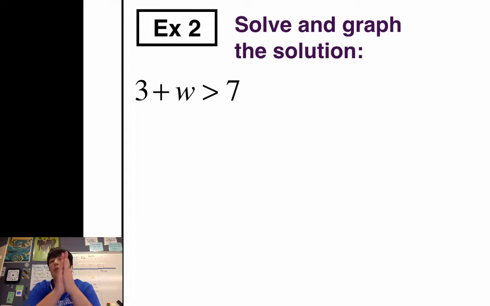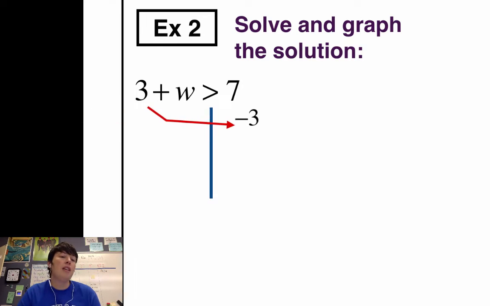Same strategy. We're going to put the line down the inequality, line down the middle. I always do this every time. And we want to get w all alone and isolated by itself. So what do we need to move away from w? The 3. We need to move the 3 away. So we're going to flip the 3 over. And right now the 3 is a positive 3. So when I flip it over, it becomes a negative 3. A minus 3.